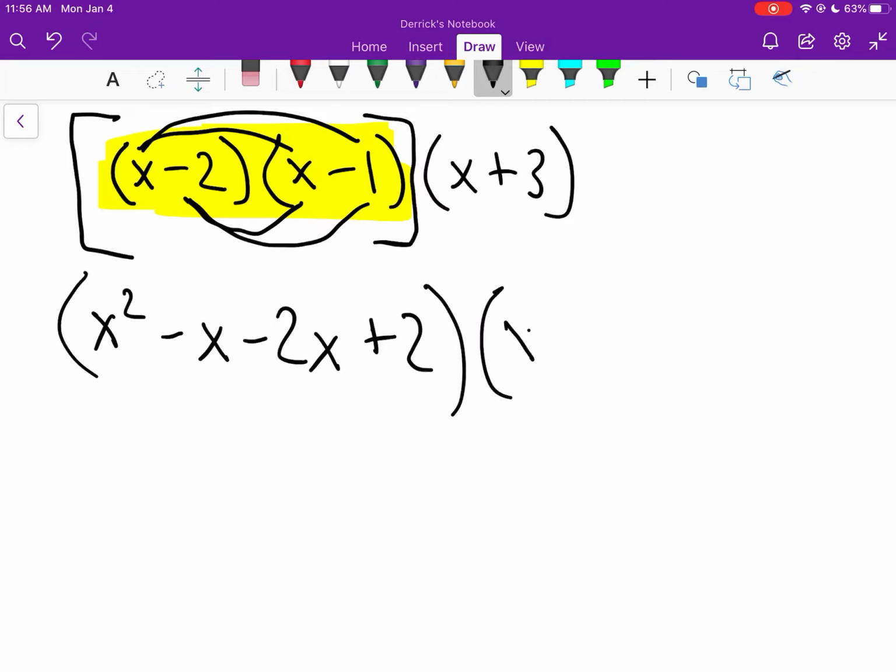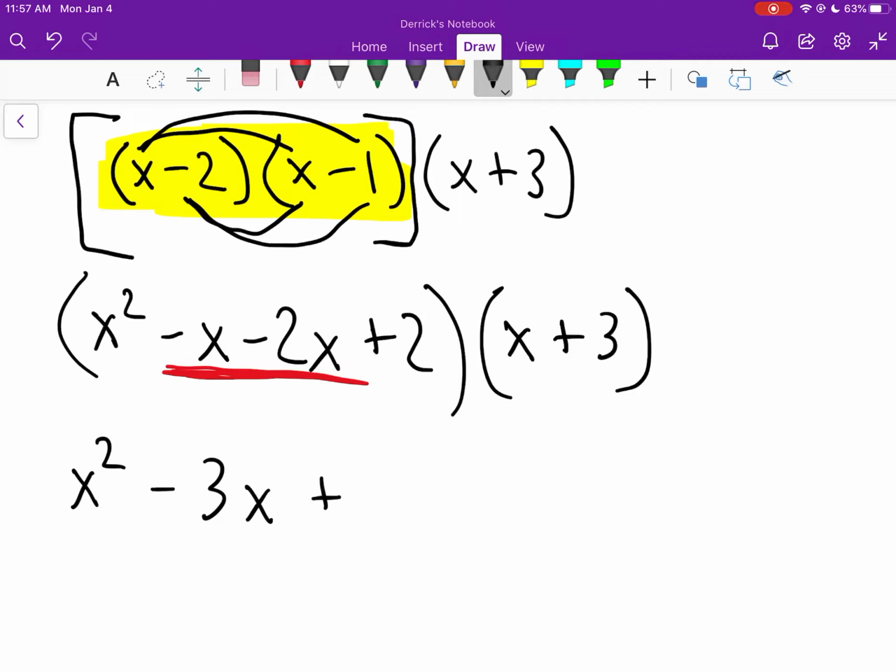We will still need to eventually multiply that by x plus 3, so I'm going to keep rewriting it even though I'm not using it yet. I think it'd be best to go ahead and clean up what we have in the first parentheses and combine our two like terms here to make this x squared minus 3x plus 2. Minus 3x, because remember this is a negative 1x, and negative 1 minus 2 would be a negative 3.